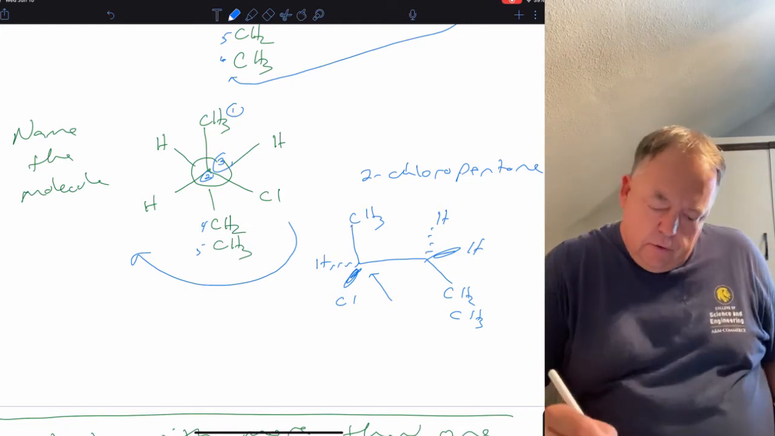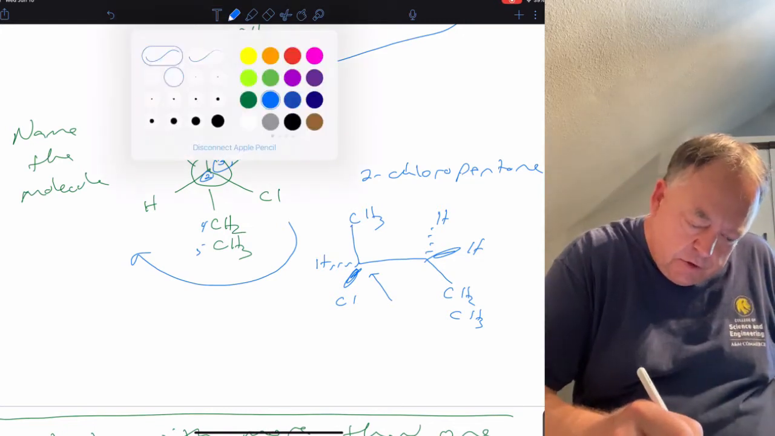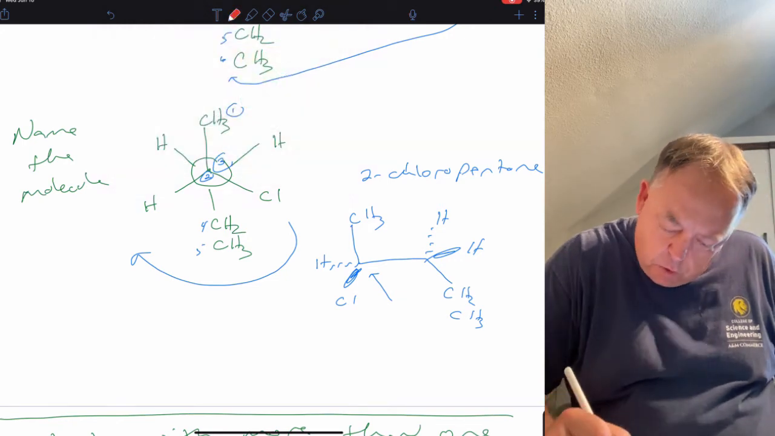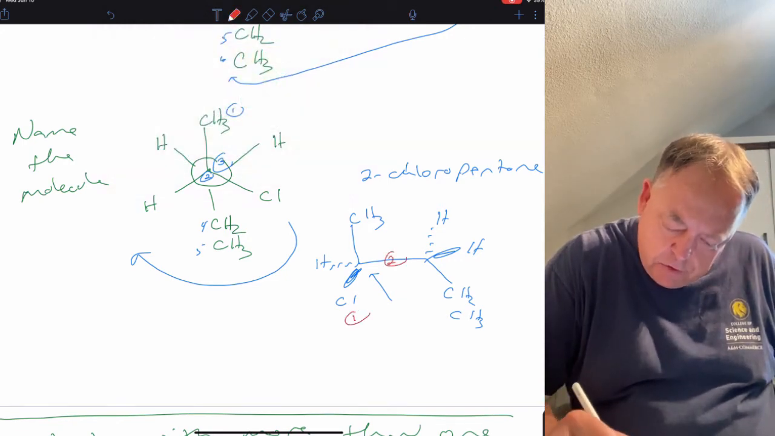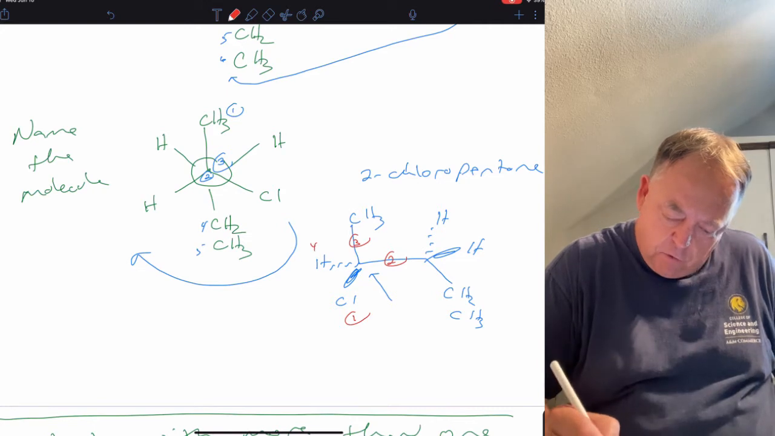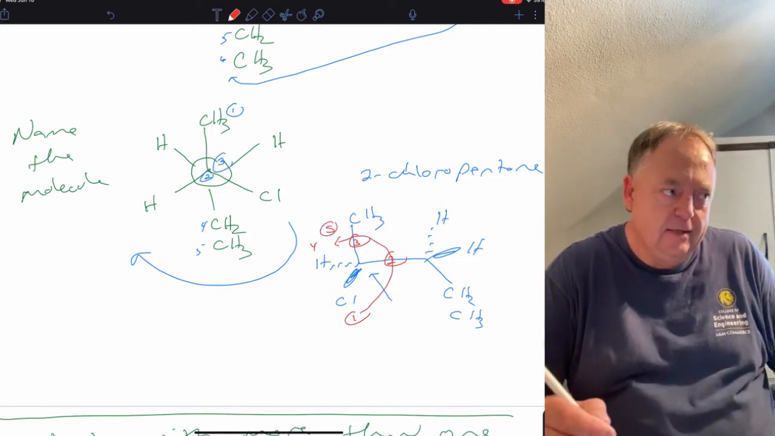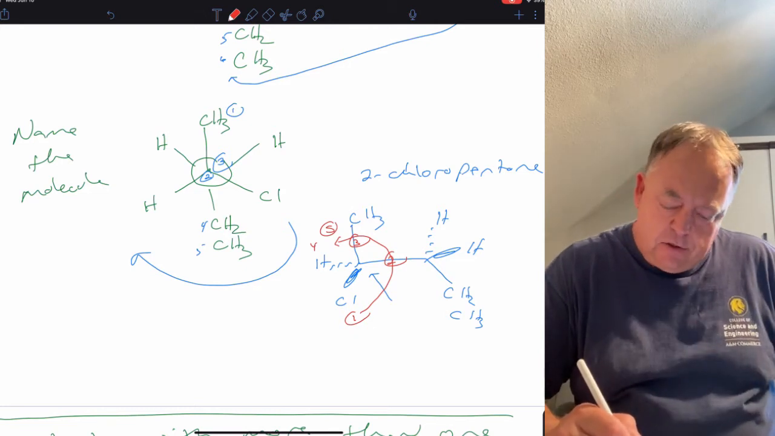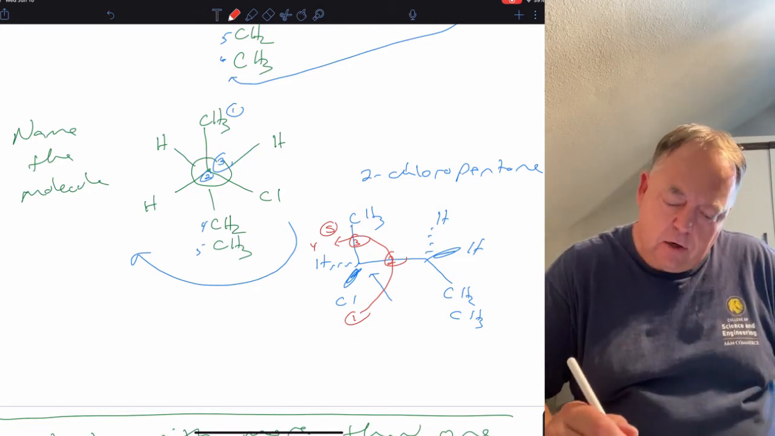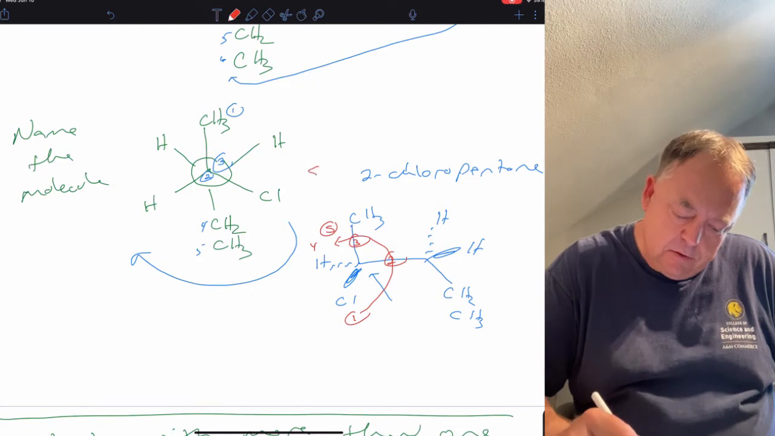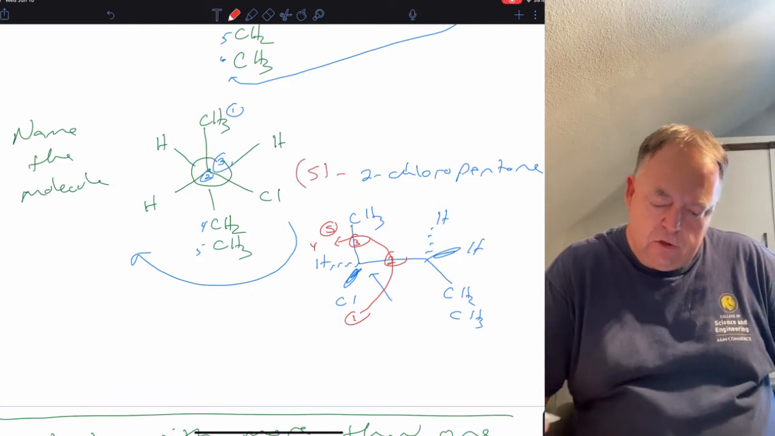Okay, so let's get the stereochemistry. Chlorine's 1, this pathway is 2, that's 3, hydrogen's 4. 1 to 2 to 3 is counterclockwise, and counterclockwise is S. 4 is on the dashed line, so the arrow stays counterclockwise, so this is the S isomer. So this would be S-2-chloropentane.